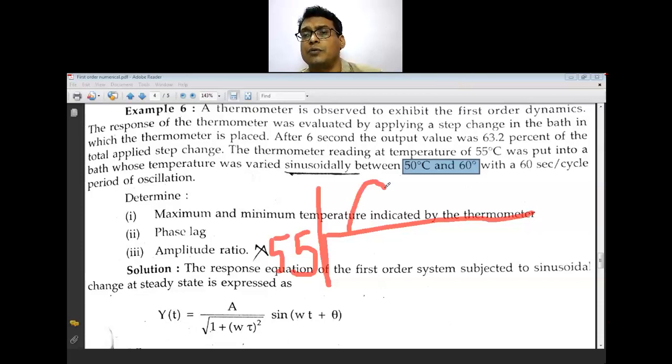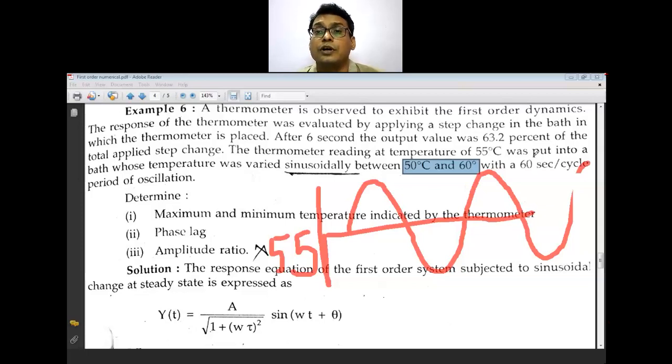Then at a certain time t equals 0, it started deviating to 60 degrees, then it goes to 50 degrees, then again to 60 degrees, then to 50 degrees, and that is the cyclical phenomenon being observed. So the amplitude is plus minus 5 degrees, right? After 6 seconds, the output value was 63.2% of the applied step change.